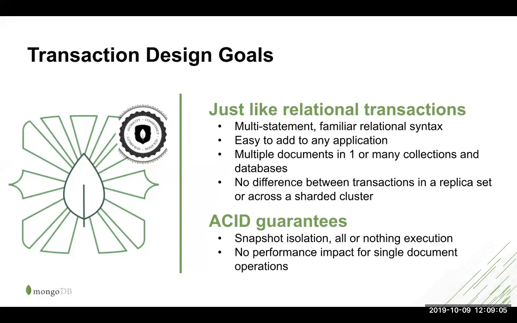In terms of ACID guarantees, they provide the kind of very strong data integrity you would expect. It's snapshot isolation with all or nothing execution, and there's no performance impact to the database as a whole. So we've added and evolved MongoDB a lot to be able to support this capability, but that hasn't added overhead to other operations in the database. So MongoDB is as fast, in fact, it's faster than anything we've had before.